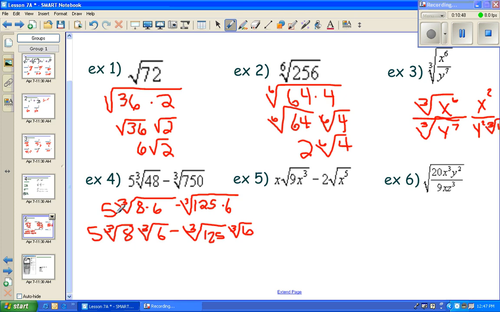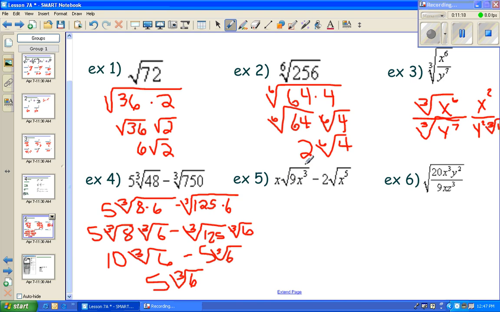And so you're going to simplify the ones that you can. You have 5 times the cubic root of 8. Cubic root of 8 is 2, so that's going to give us 10 cubic root of 6 minus 5 cubic root of 6. And since our radicals are the same, we can actually put those together, and that's going to leave us with 5 cubic root of 6. You treat those as like terms, and you just work with the coefficients.